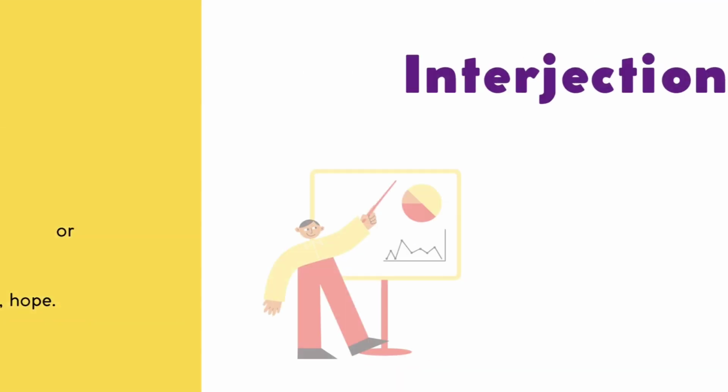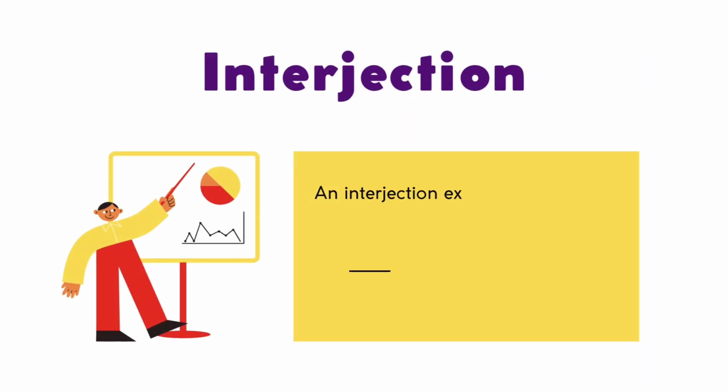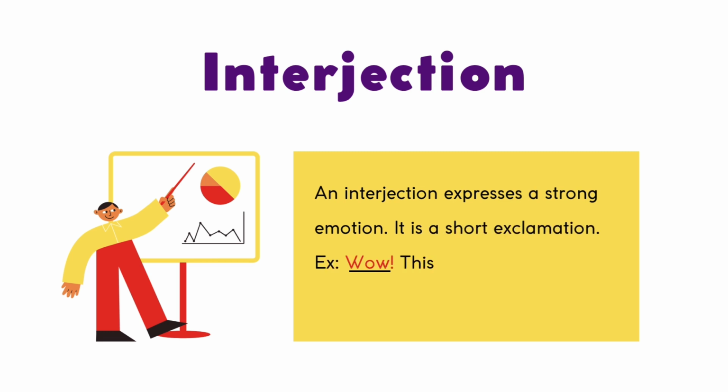Next is interjection. An interjection expresses a strong emotion. It always has an exclamation mark attached to the word. For example, wow! This presentation was amazing.